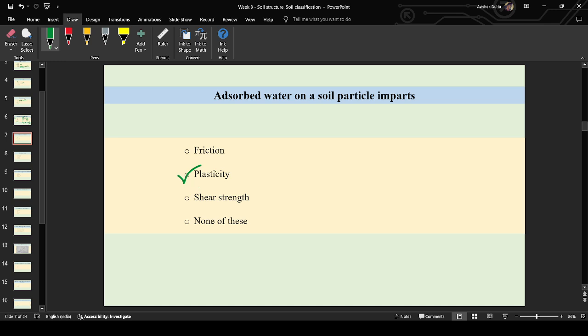So yes, the answer is correct. The adsorbed water on a soil particle imparts plasticity. The soil can be easily deformed and becomes plastic in nature. Permanent deformation can occur after that. I believe the answer was clear. Next question.